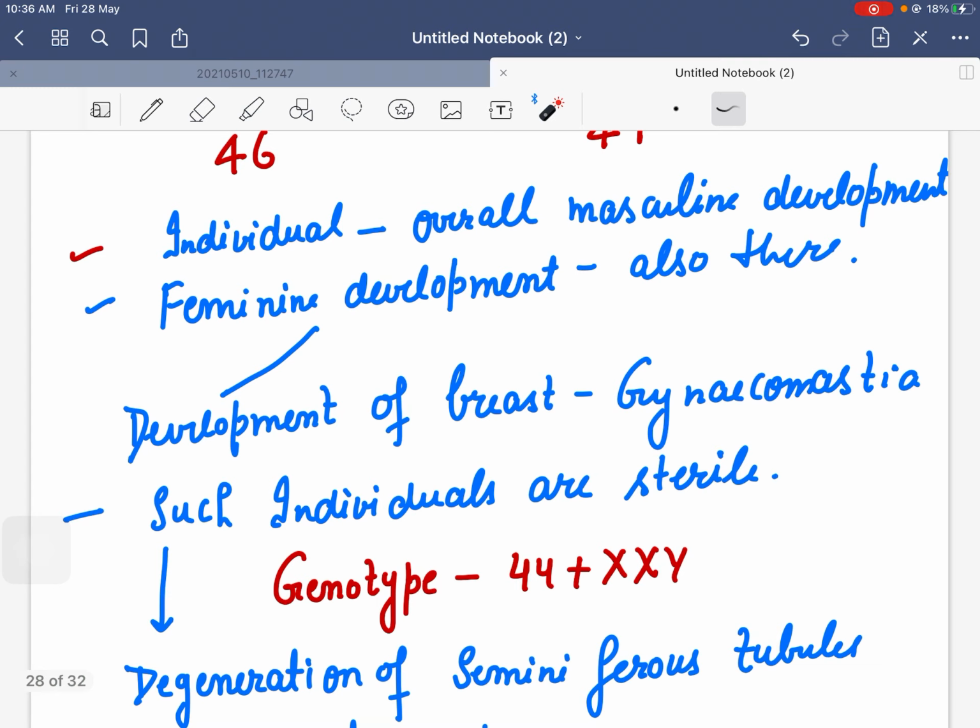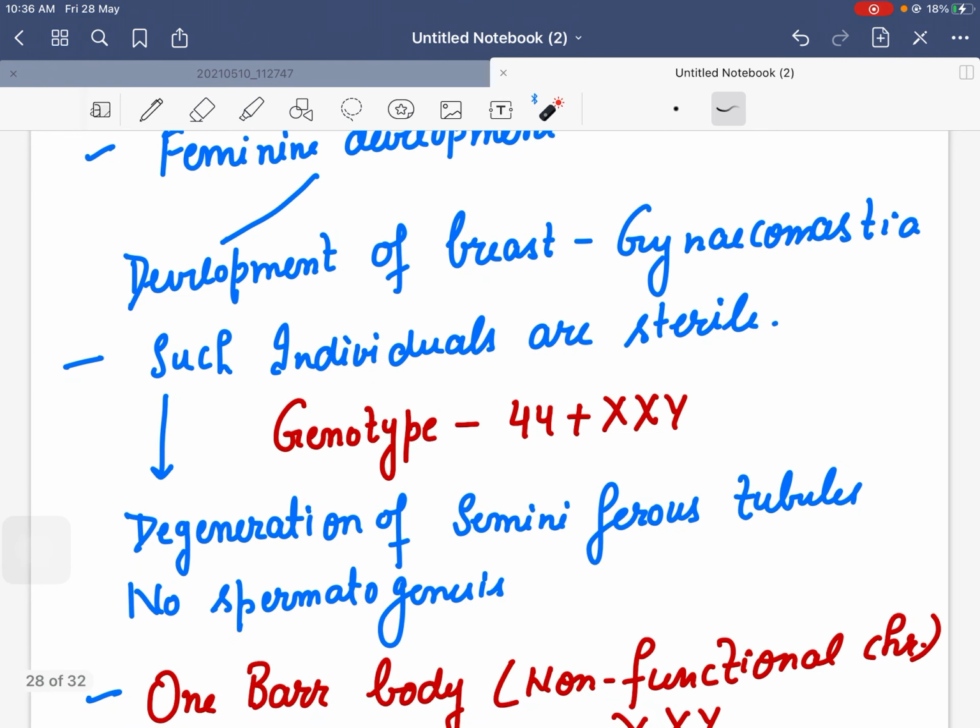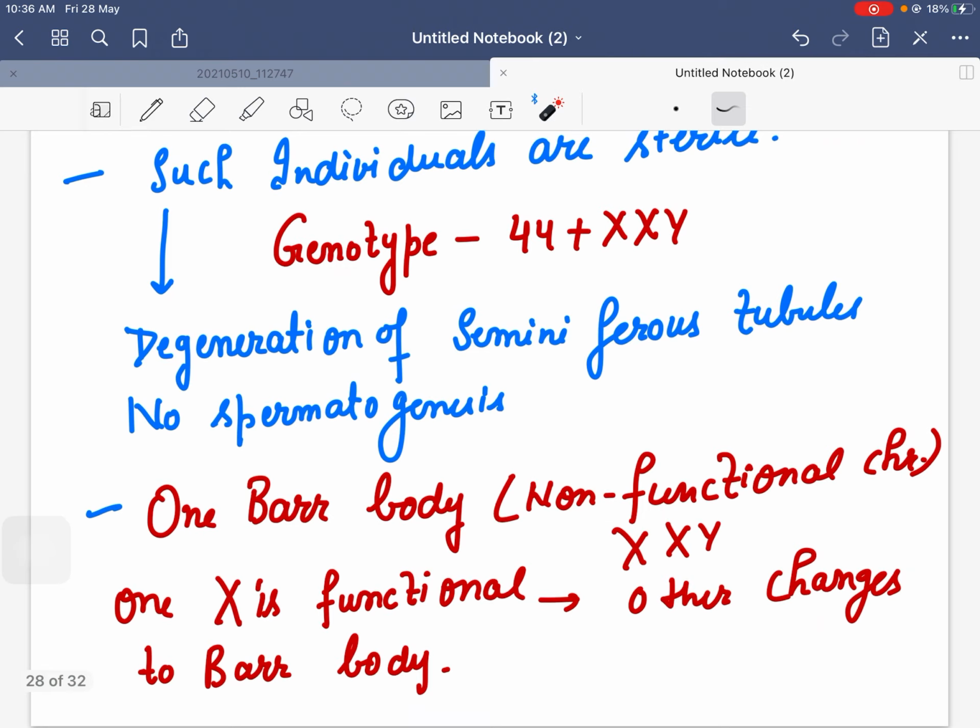And these type of individuals, or those males who suffer from this condition, are usually sterile because, due to the presence of one extra X chromosome, there is degeneration of the seminiferous tubules. If seminiferous tubules are not properly developed, then there is no spermatogenesis, no sperm formation, so individuals are sterile.